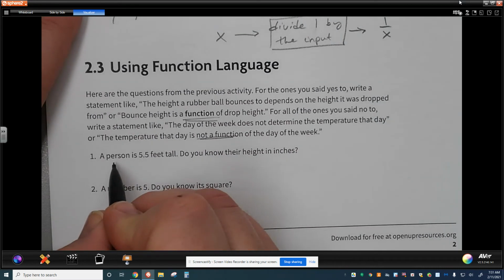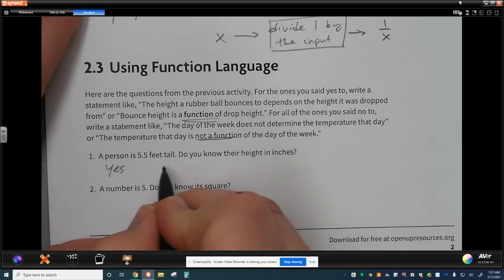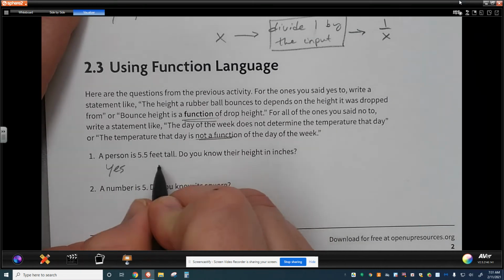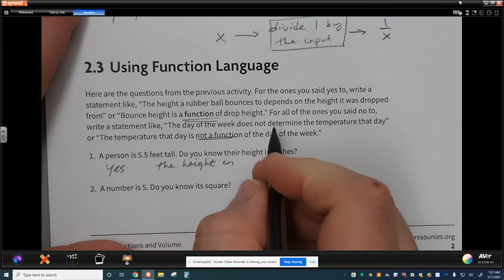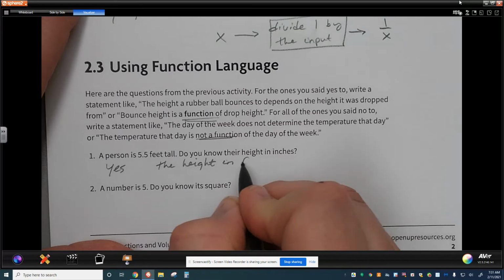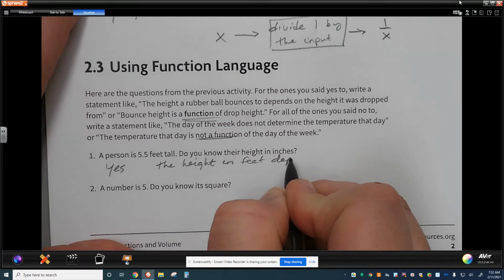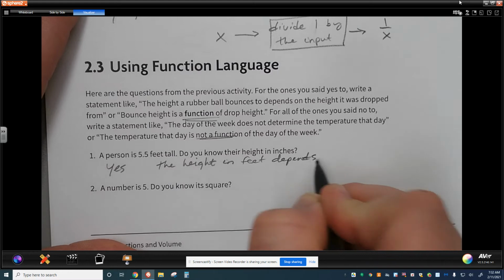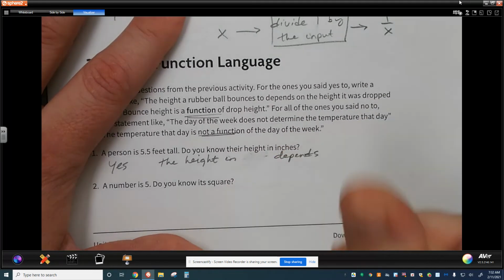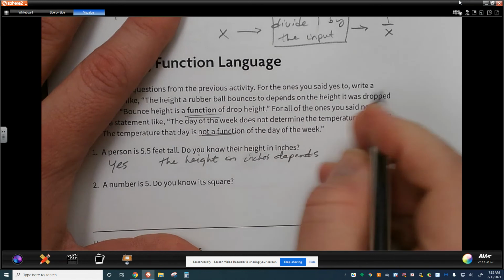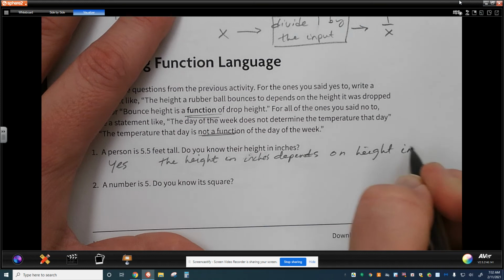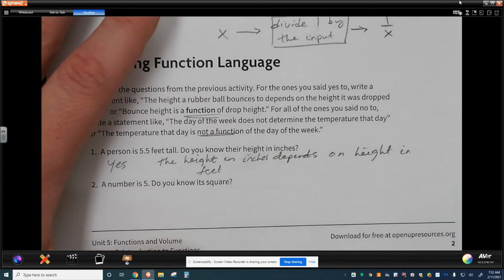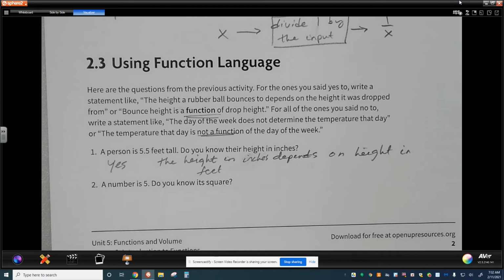This was a yes. And so what we would understand with this is that the height in feet depends, not height in feet, the height in inches depends on the height in feet. I guess this could go either way around. The height in feet does depend on the inches. We could see that in both directions because it's both unique outcomes.